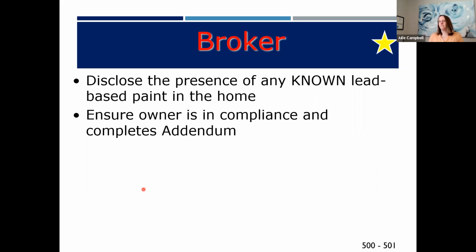Questions on lead? No. A fresh coat of paint does not make the lead go away. It's still there. You just paint over it. Prepare your sellers, you guys. This has freaked some people out in the past.